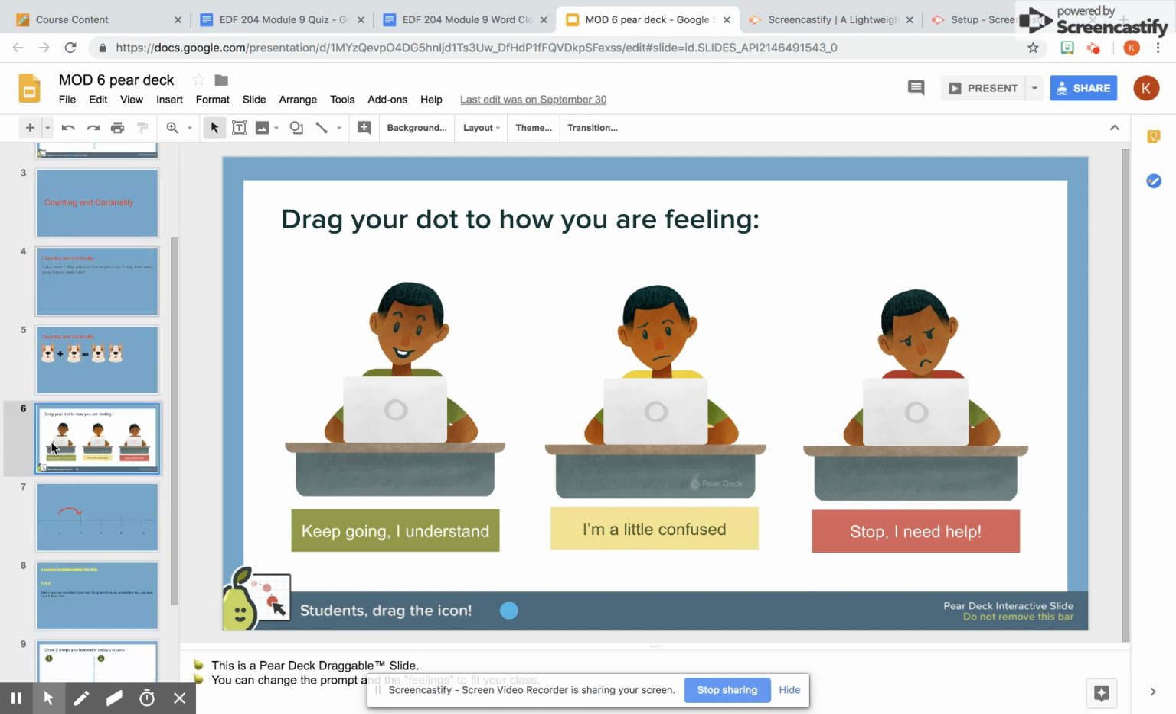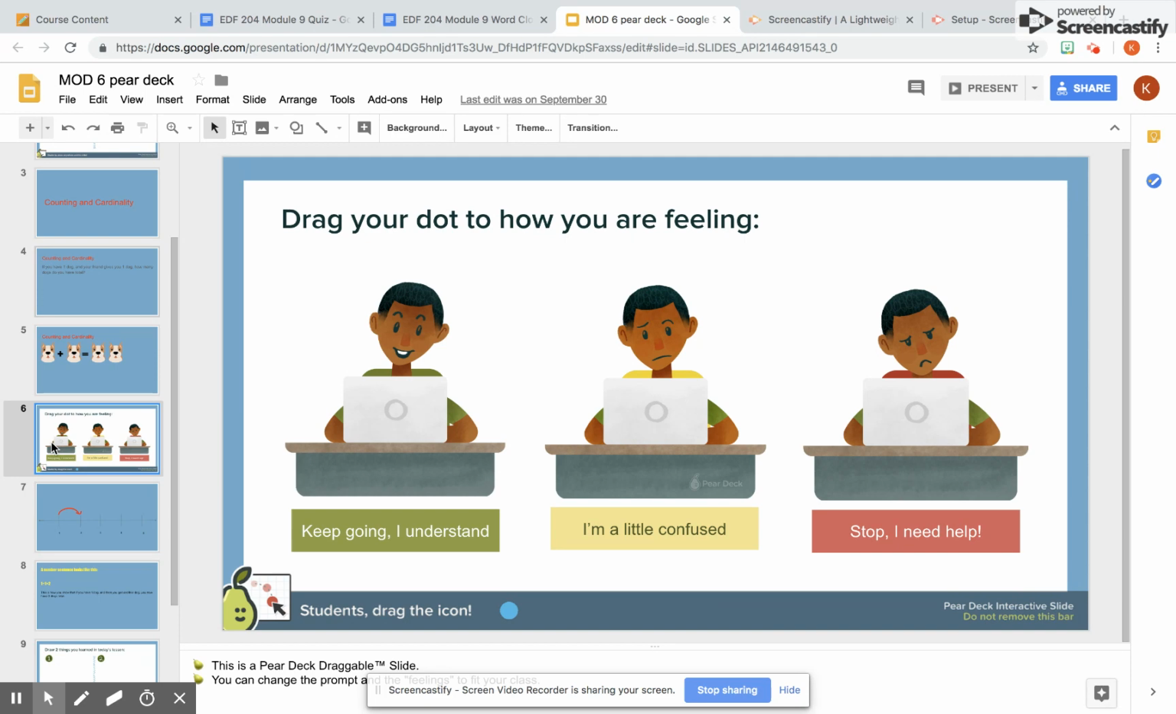So next, I really like this interactive slide. It asks the students to drag their dot on how they are feeling. Green for keep going, understand, yellow for I'm a little confused, and red, stop, I need help. So after I give the first slide and the picture equation, this is a great way just to see how they're feeling about counting and cardinality so far.